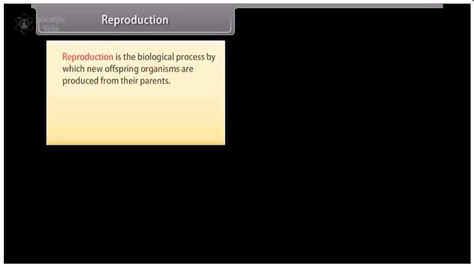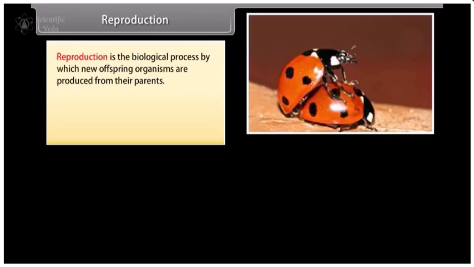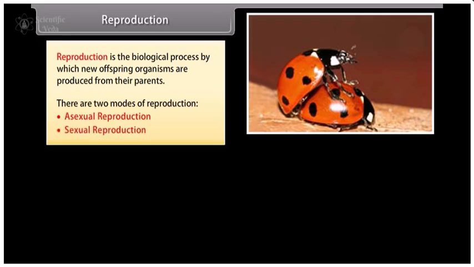Reproduction. Reproduction is the biological process by which new offspring organisms are produced from their parents. There are two modes of reproduction: asexual reproduction, sexual reproduction.